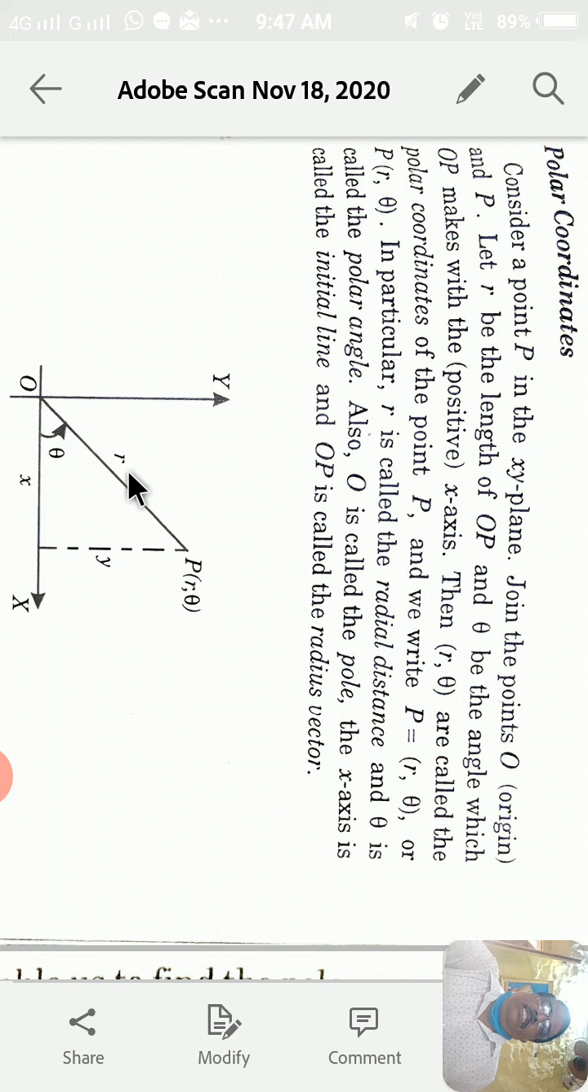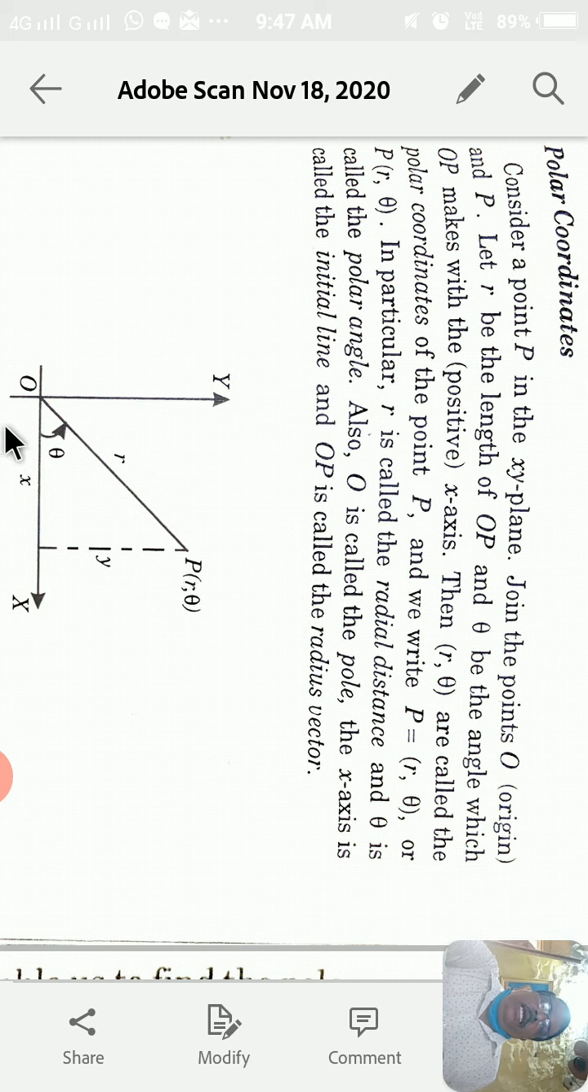In the figure we see this one. This is r, the length of OP, and theta is the angle which OP makes with the positive x-axis. Now see here, this is line OP. OP makes an angle theta with the x-axis. So then here, r and theta are called the polar coordinates of the point P.